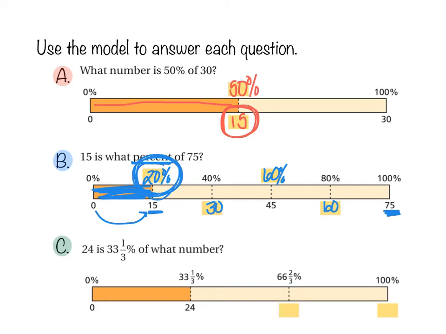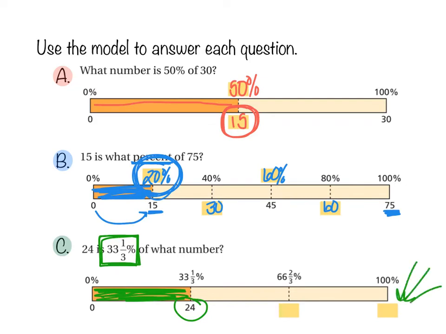And then for C, you see the shaded portion here looks to be about 1/3. If you remember from earlier, on our FDP worksheet, 33 and 1/3% or 33.3 repeating percent is the same as 1/3. So we need to know what, it says 24, so here's 24. 24 is 1/3 of what number? Is 33 and 1/3% of which number? So we need to know what this number is.